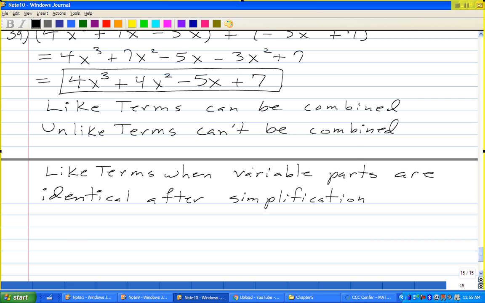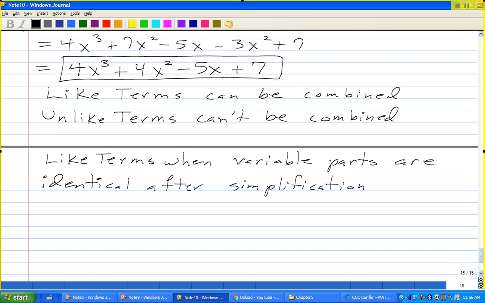So if you had like 2x times x squared, that's the same as 7x cubed, because you could multiply the x and the x squared together to get an x cubed. Okay, let me do 41.